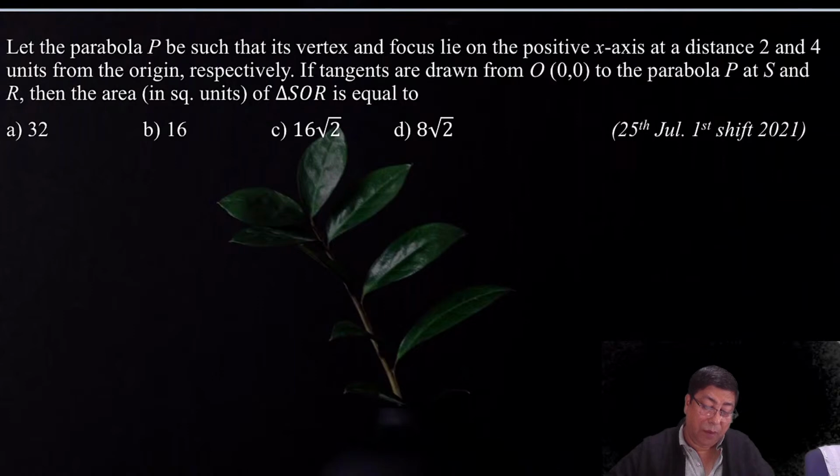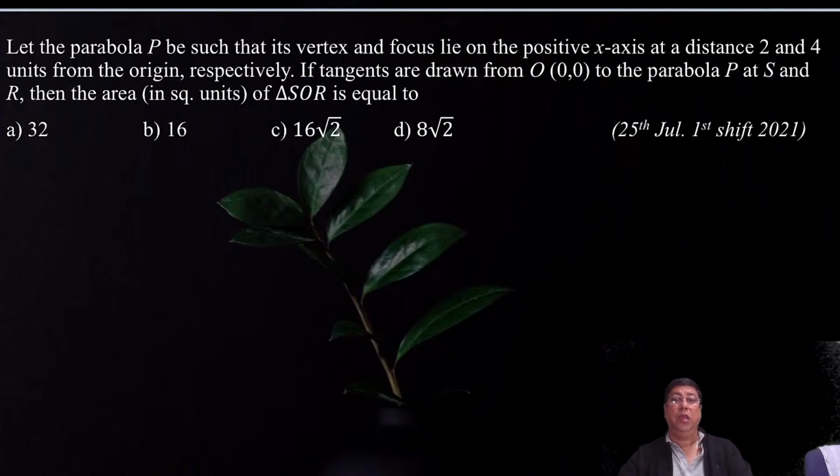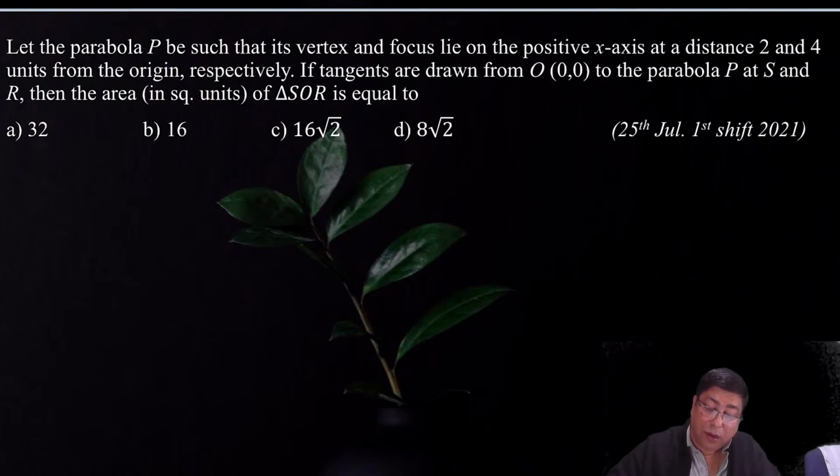Let parabola P be such that its vertex and focus lie on the positive x-axis at a distance 2 and 4 units from the origin. Remember, these sums are just simple properties of the parabola. If the tangents are drawn from O to the parabola P at S and R, then the area of SOR is equal to... So first of all, let us draw this.